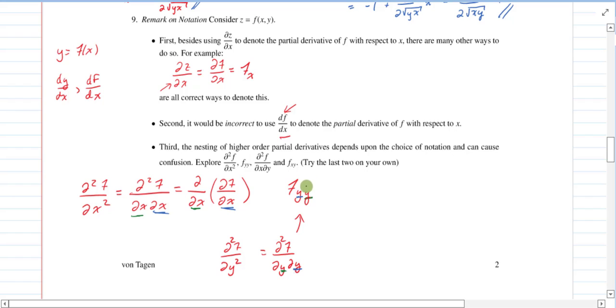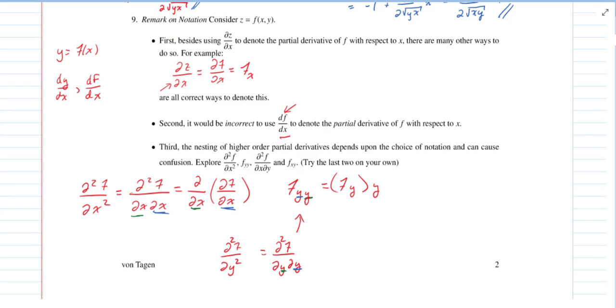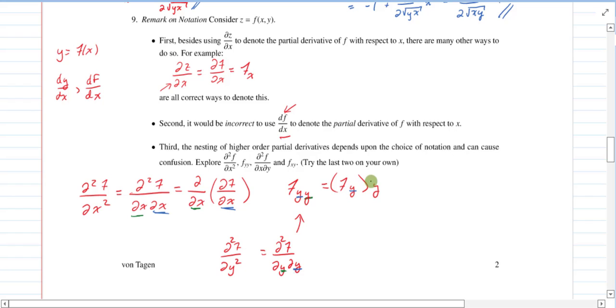So anyway, how do I read this subscript notation? What this really means is we're going to take f sub y. That's how we interpret that. So there's that inner derivative, and we compute f sub y, and then we take the partial derivative of that with respect to y. So again, pay close attention to the ordering issue depending on the choice of notation.